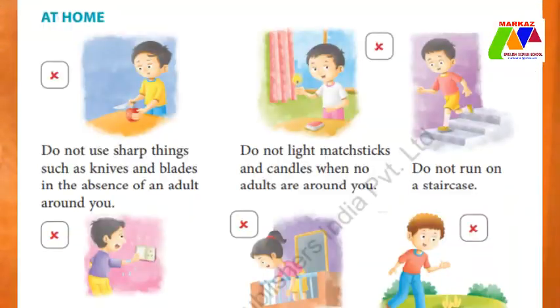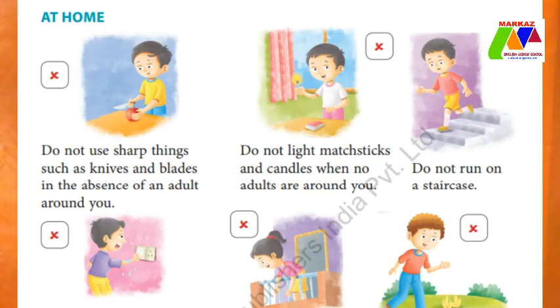So this is a knife, and it very clearly says you children must not use a knife because you may cut yourself. If you want to use a knife, there should be some elderly person who is there to guide you and help you to use the knife. Do not light matchsticks and candles when no adults are around you. If you light a candle or a match and then throw around the matchstick, some other dry things around may catch fire. So never do it in the absence of an adult.